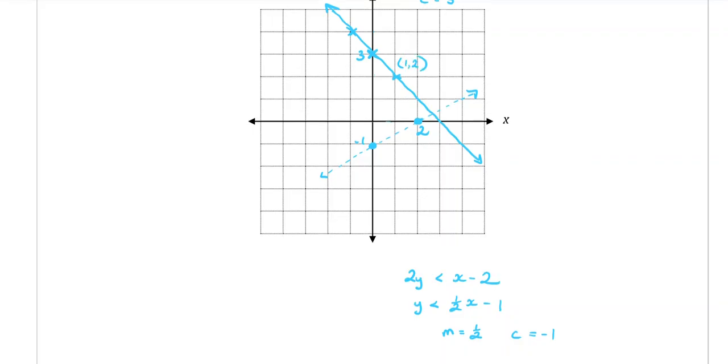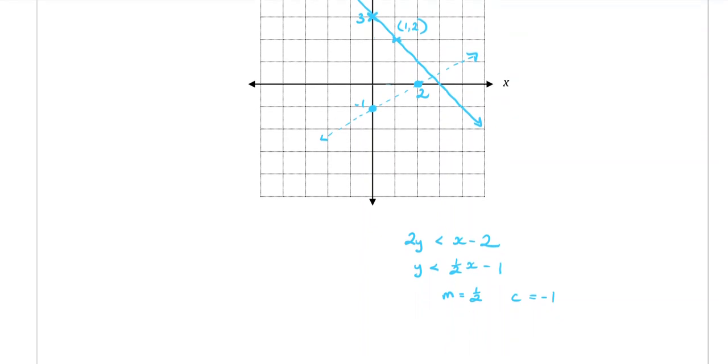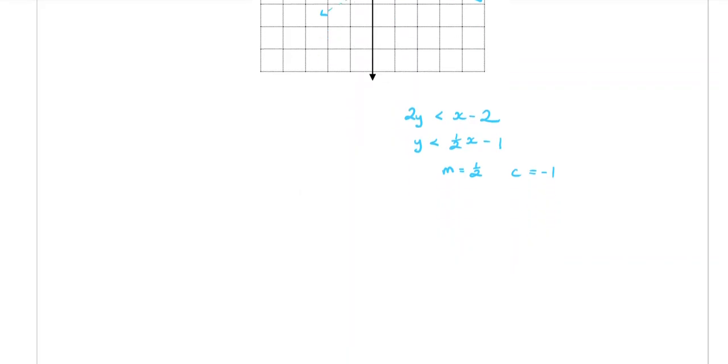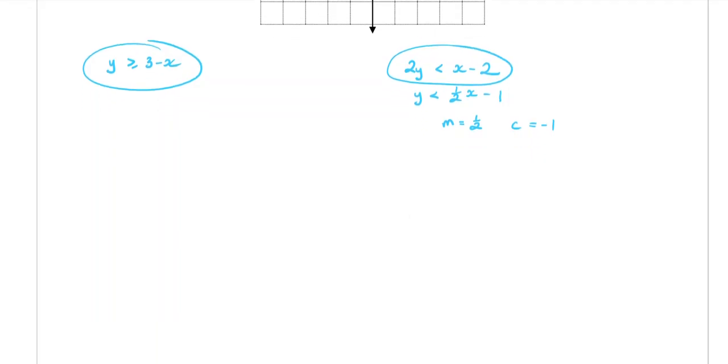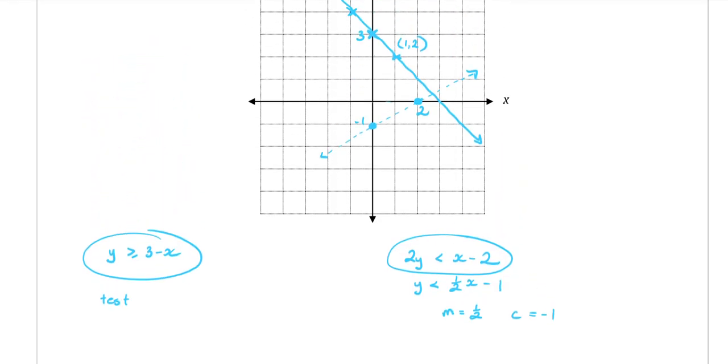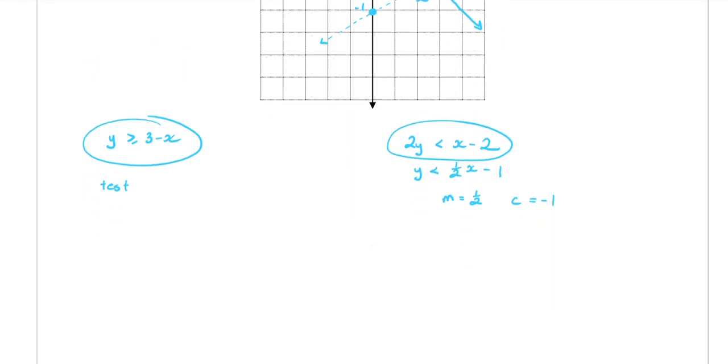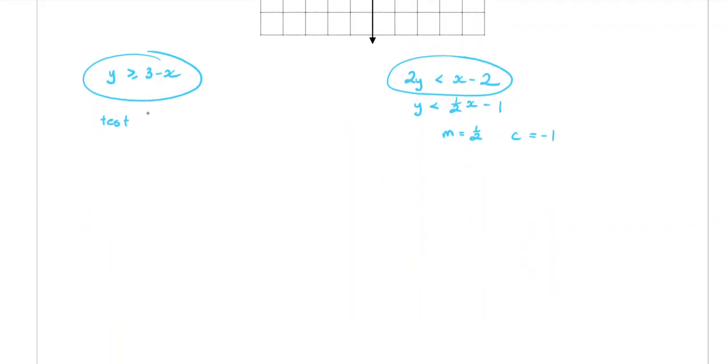Okay, now I need to do the testing to show where the correct shaded region is. So I'm going to write the first equation over here. y is greater than or equal to 3 minus x. So that was the first one. This was the second one over here. Now you need to show the testing. So underneath here, I'm going to test a point, and the origin is not a part of either of those lines, so let's test the origin for both of them.